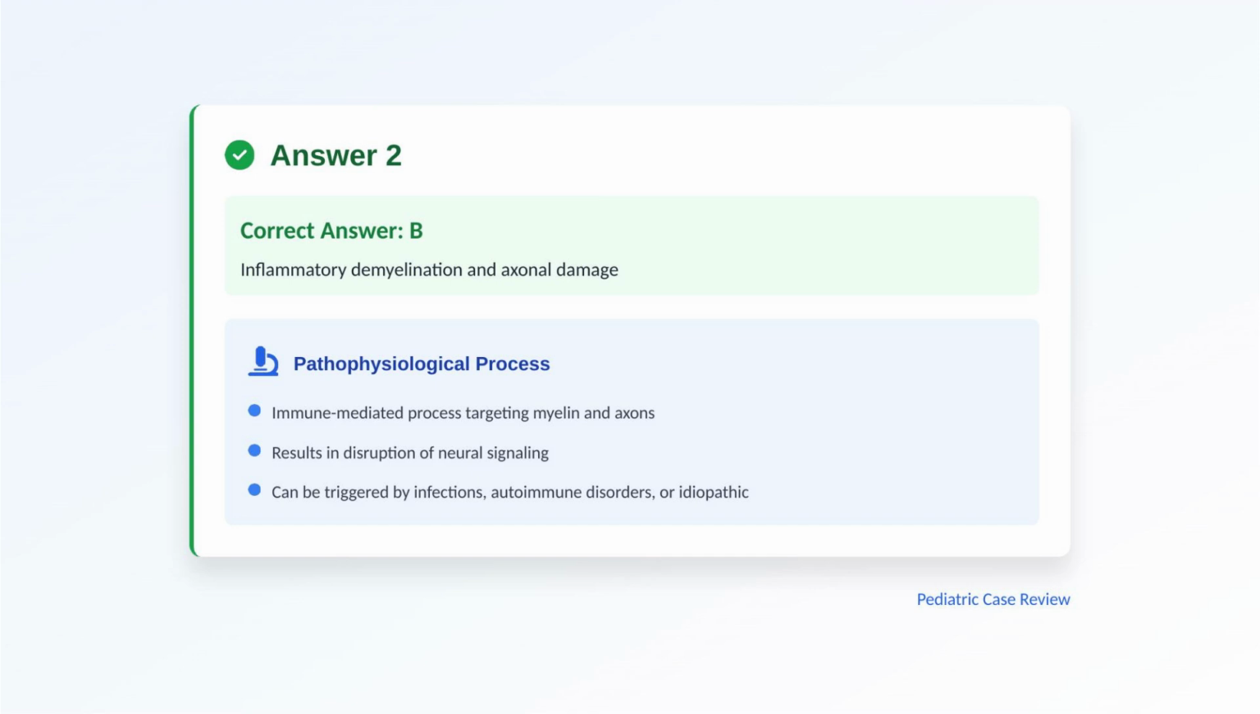Transverse myelitis involves inflammatory demyelination and axonal damage within the spinal cord. This immune-mediated process targets both the myelin sheath and sometimes the axons themselves, resulting in disruption of neural signaling across affected segments. The inflammation can be triggered by various factors including infections, autoimmune disorders, or may be idiopathic in nature.